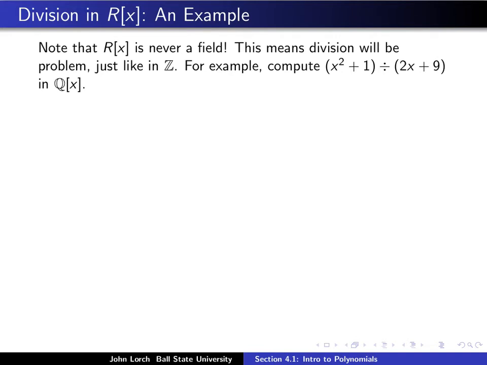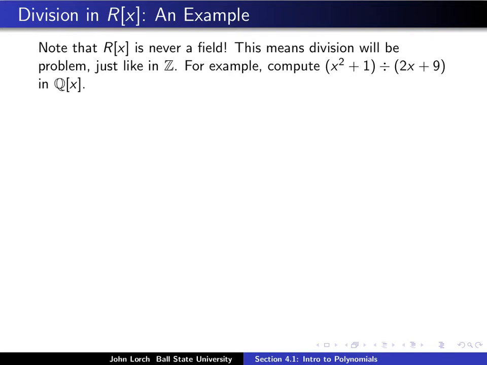That is, is there another polynomial that you can multiply by x to get back to 1? And the answer is no. In fact, you can use Theorem 4.2 on the previous slide to prove that. In fact, that may be one of your homework exercises. All right, well, what that means for us is that division is going to be a problem in polynomial rings, just like it was in the integers.